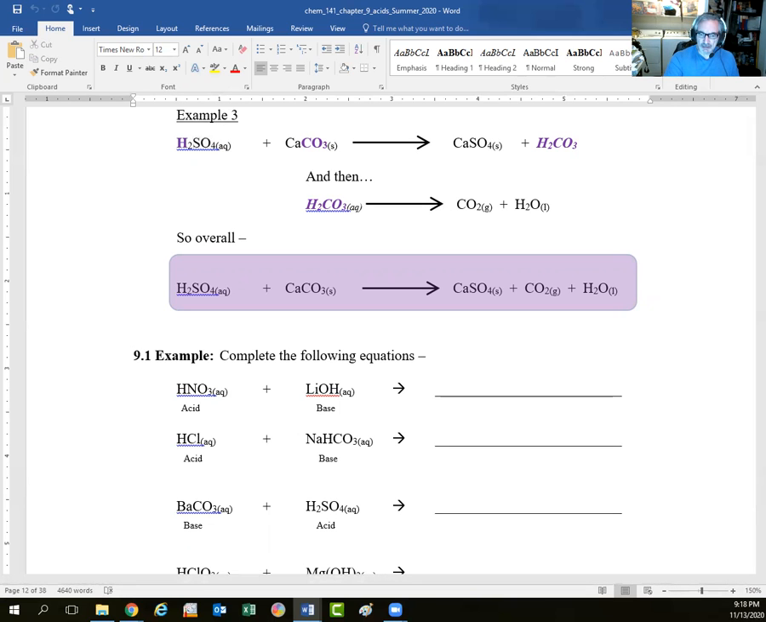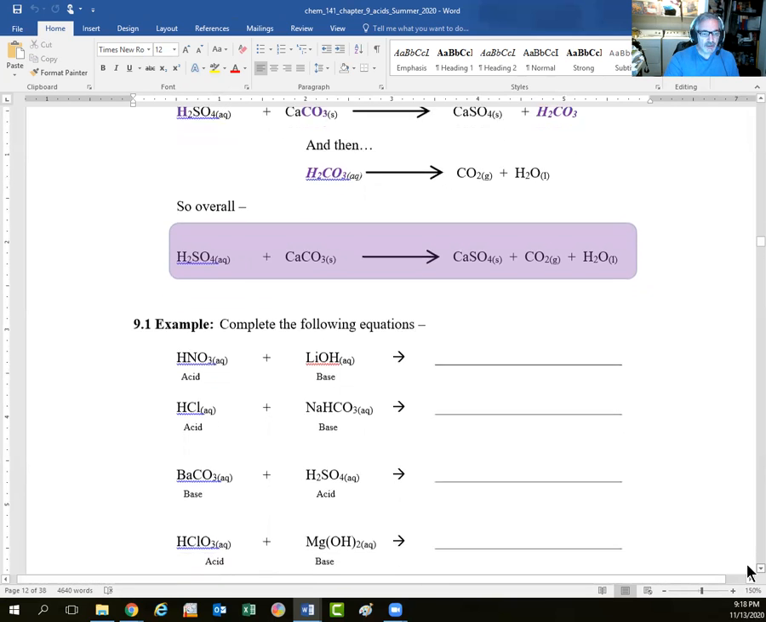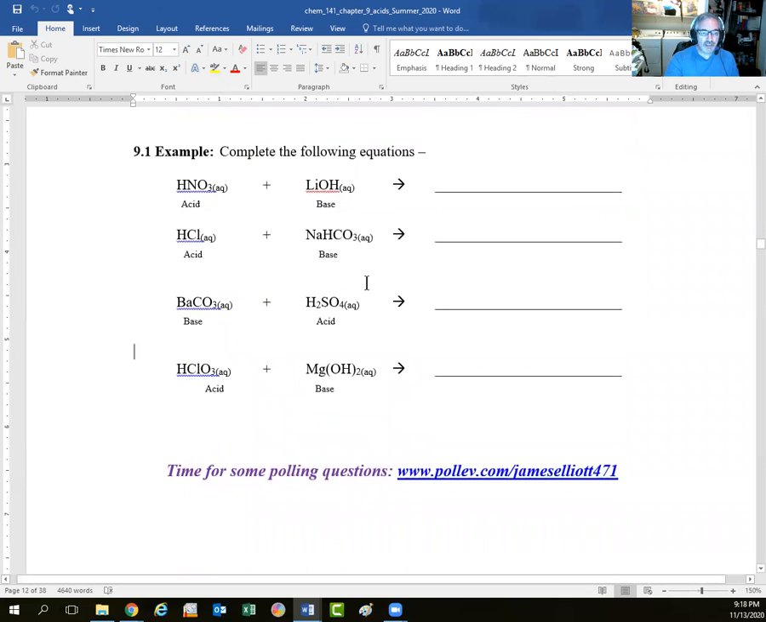Let's take a look at some examples and try these for yourself. Predict the product of these 4 acid-base reactions. Okay, let's see how we're doing with these ones.